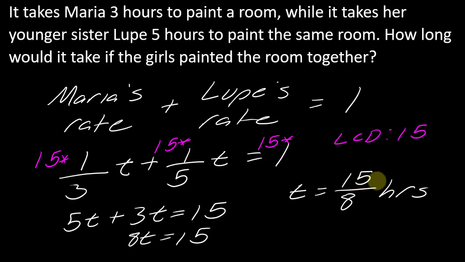This is a little under 2 hours now, right? And this makes intuitive sense. If I think about just how fast they each go, Maria is going to go a lot faster, but Lupe is going to make this take a little bit longer. So it's not going to perfectly divide Maria's time in half, right? This comes out to about 1.875 hours if you want to get to this. If you're in my class, you can just leave it like this. This is fine. But that's the basic idea behind that.